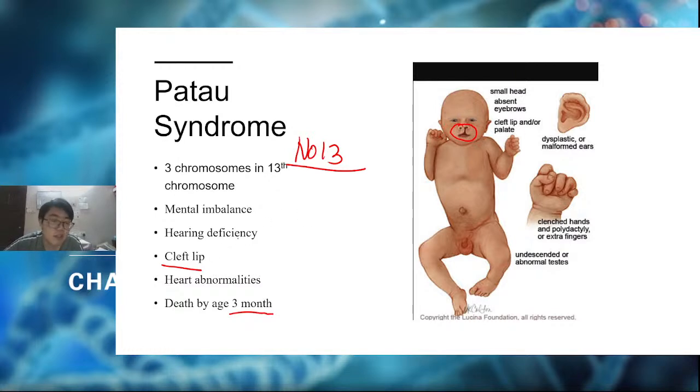And also hearing deficiency, they cannot hear much. Heart abnormality, why can they not survive? Mostly it is heart abnormality. Their heart cannot function and is not normal. Hearing deficiency and also mental imbalance. And if you see their hands, their ears are also dysplastic. This kind of baby is very pitiful. Very pitiful, because normally this kind of baby cannot live up to 3 months.